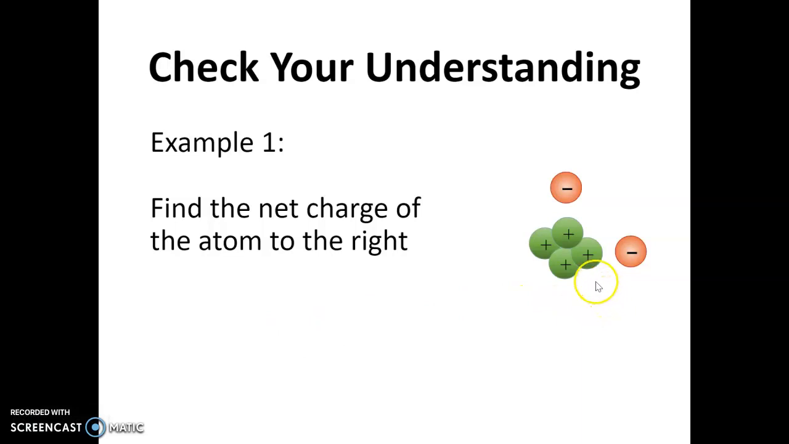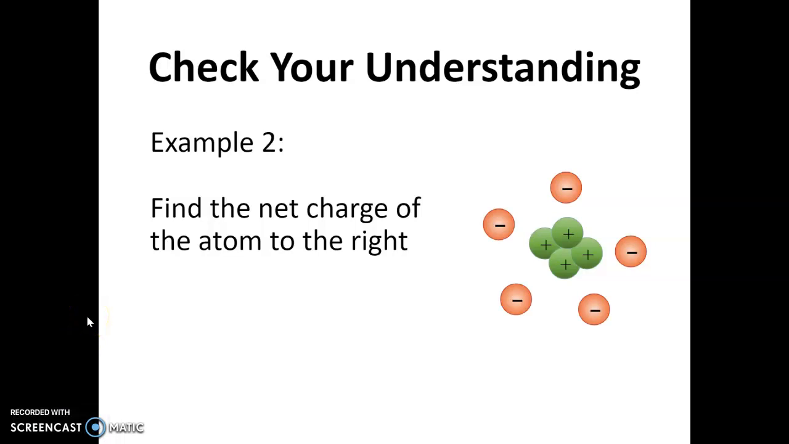So here we have 4 positive protons, 2 negative electrons. Oh, sorry, I didn't even have the answer. So here, +4 plus -2 would be an overall charge of +2. So your answer should be a charge of +2.